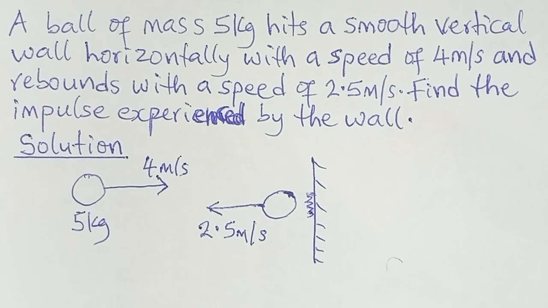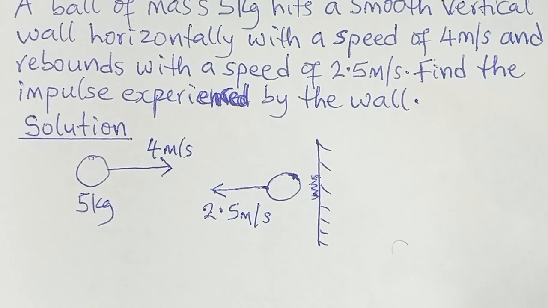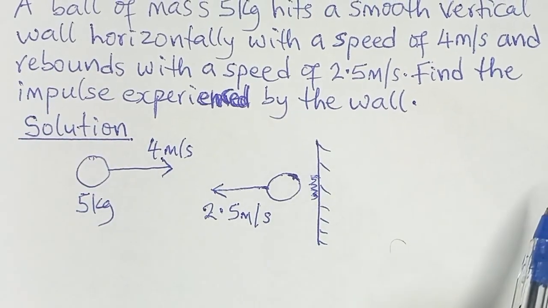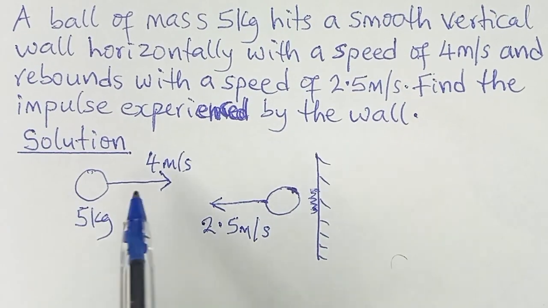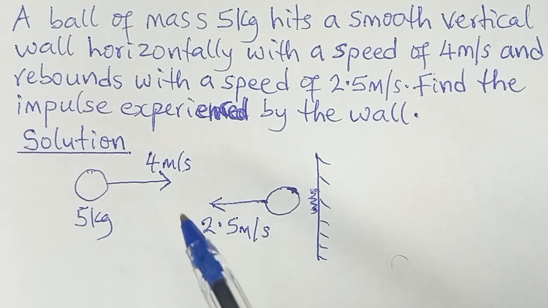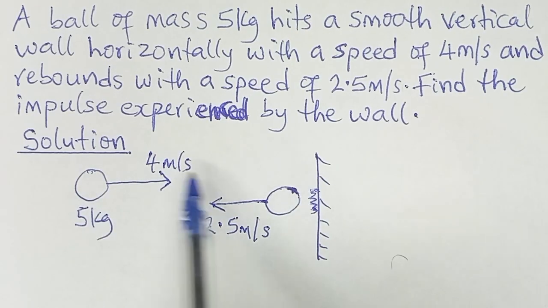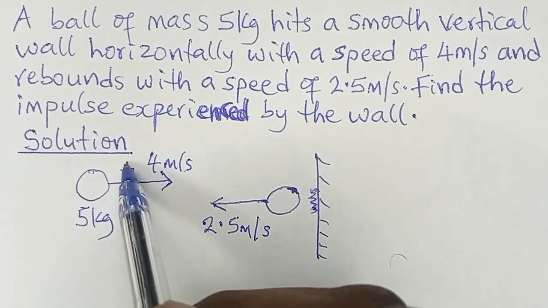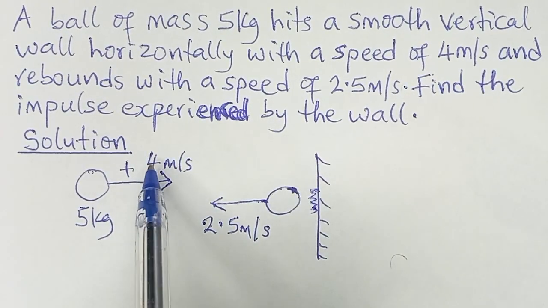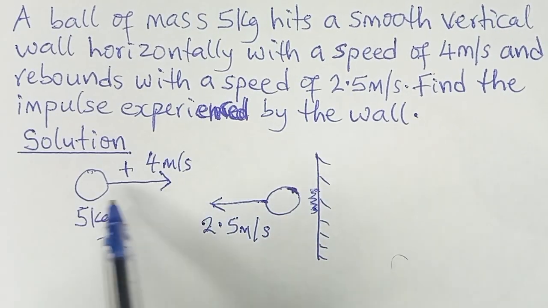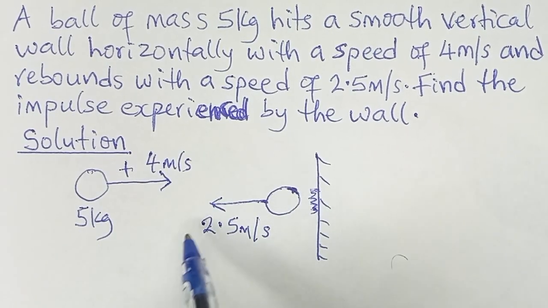So now, as the ball is moving in this direction, let's take this direction as a positive direction. Don't forget, in momentum and impulse problems, you have to take direction into consideration. So in this direction its velocity is 4 meters per second, and I'm taking this direction as positive, so its velocity here is positive 4 meters per second. Now, by the time it rebounds and gets back in the opposite direction, its velocity will no longer be positive, but negative.